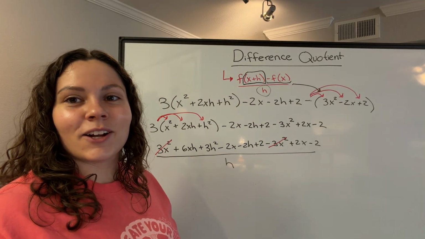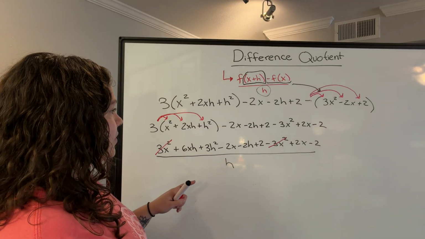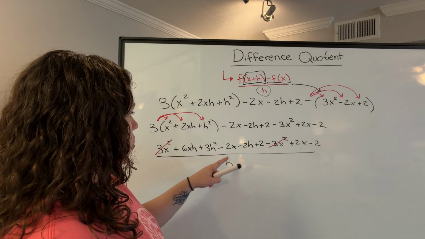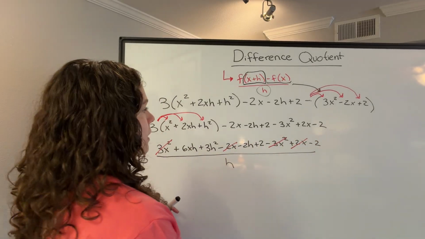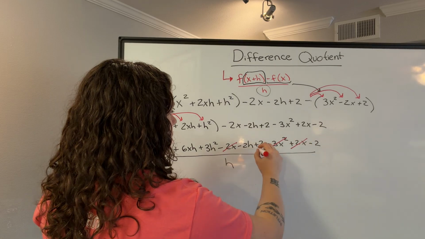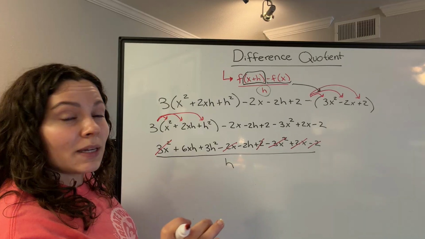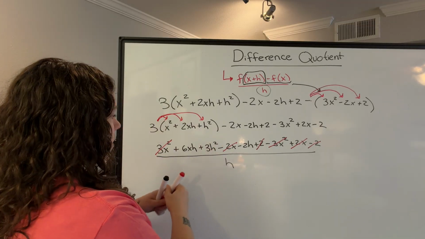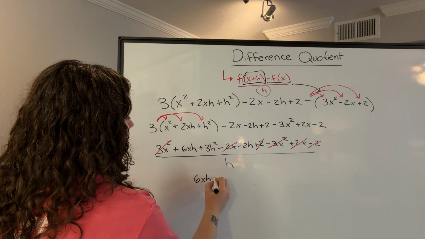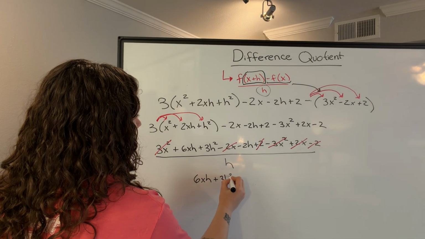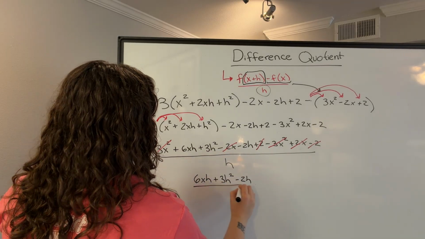Yes, that is my cat scratching on the wood of my apartment. What else do we have? Negative 2x and positive 2x. Those can go bye-bye. We have plus 2 and minus 2. Do we have anything else? I'm not seeing anything else immediately. So I'm going to rewrite this a little bit simplified. We get 6xh plus 3h squared minus 2h, and that is all over h.